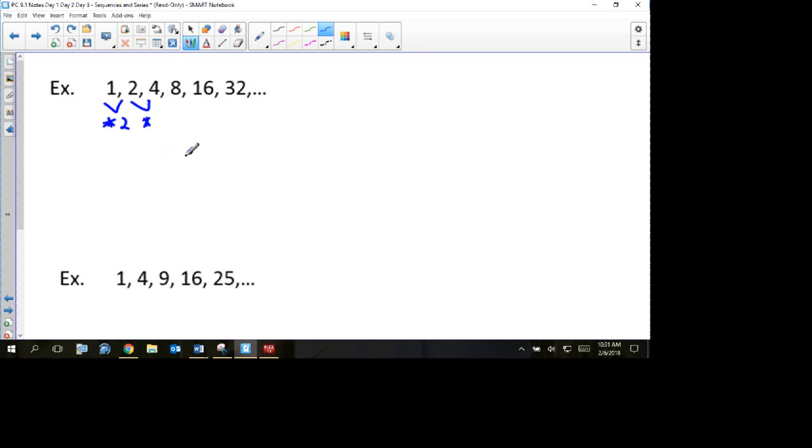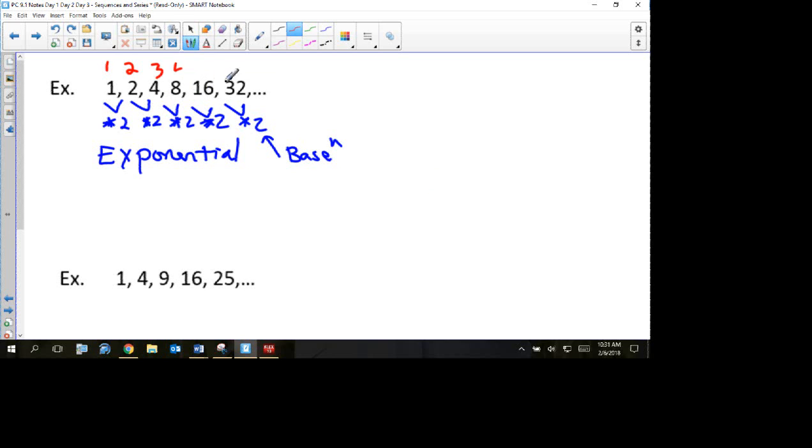Multiplying by 2. If you are multiplying by the same number each time, it's exponential. An exponential means this is the base, and we have n as the exponent, maybe. So that number you're multiplying by becomes the base. So I'm going to try this out, put in my n values, and I'm going to do 2 to the n.